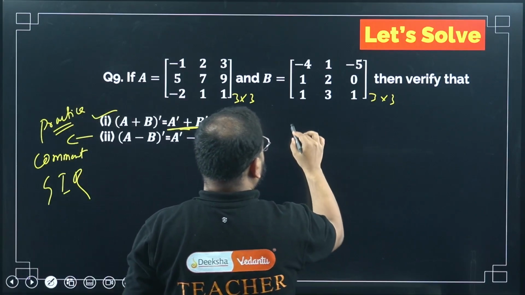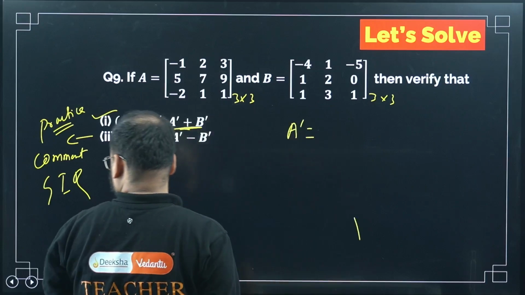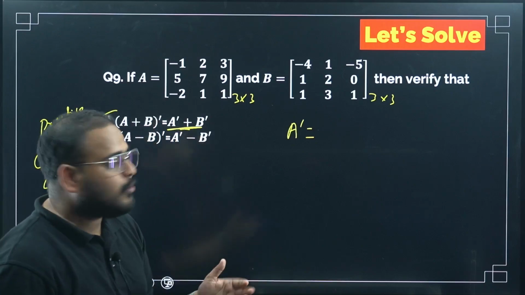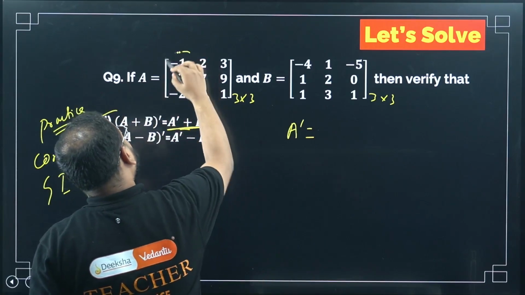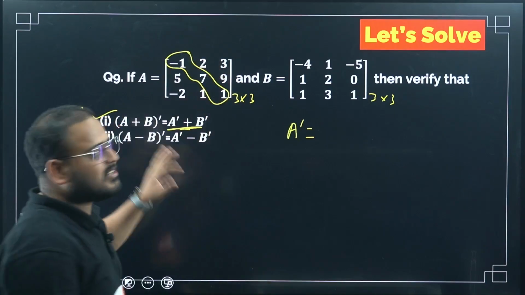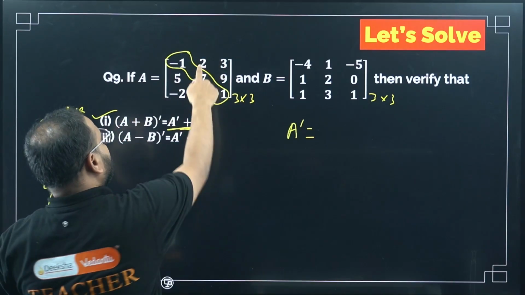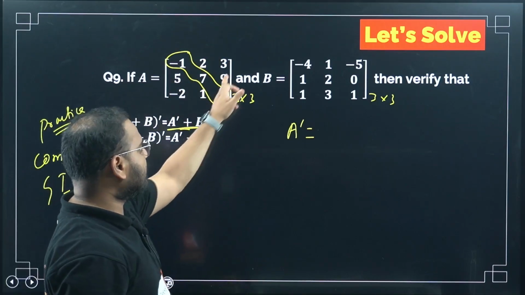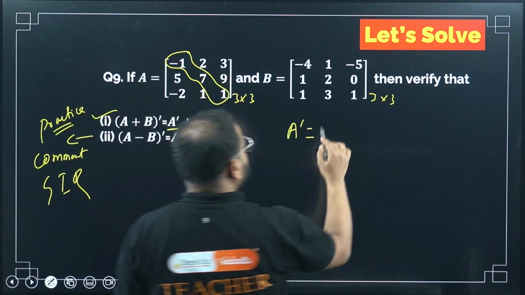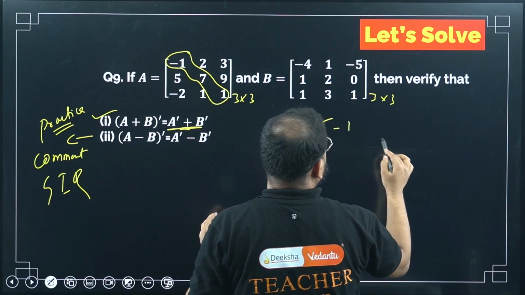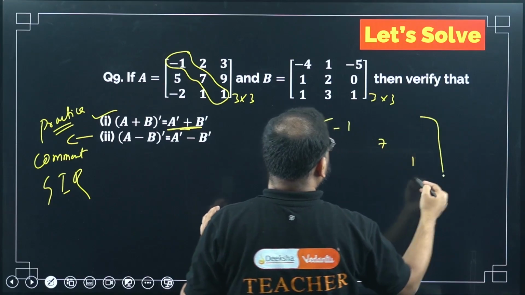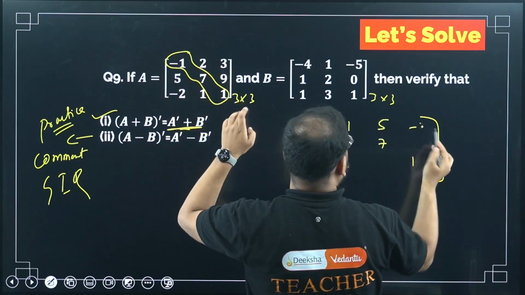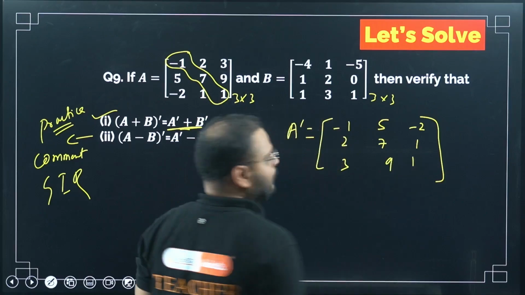Let's do it. A transpose will be what? Tell me. For transpose, what do we do? We keep the diagonal elements the same, as they are, and the rest is a mirror image about the same diagonal. So 2 will be mirrored here, 5 will be mirrored there, 3 will be mirrored here, minus 2 will go there, 9 will be mirrored here, and 1 will go there. So keep the diagonal as it is: minus 1, 7, and 1. And check this mirror. 2 will come here, 5 will go up, 3 will come here, minus 2 will go up, 1 will go here, and 9 will come down here. This is my A transpose.